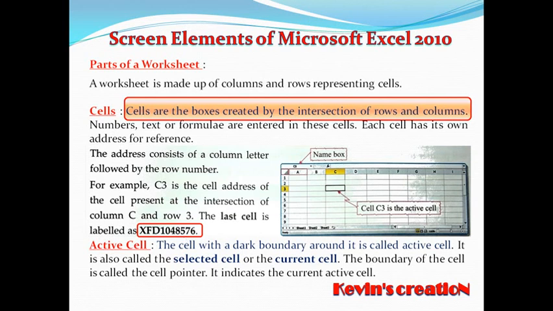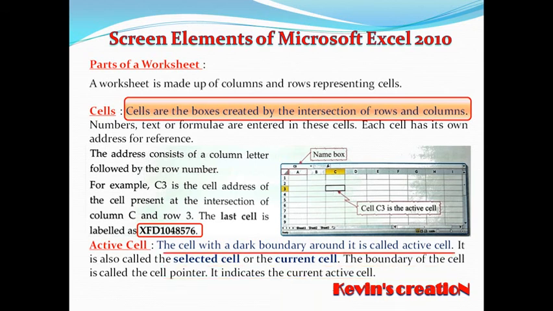Now the active cell. The cell with a dark boundary around it is called the active cell. Now here in this whole worksheet you can see only one is there with a dark boundary. So this is called the active cell. That means you are presently working on this cell. C3 is the active cell.